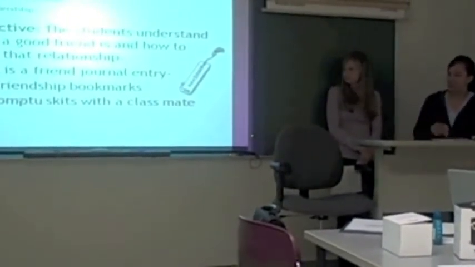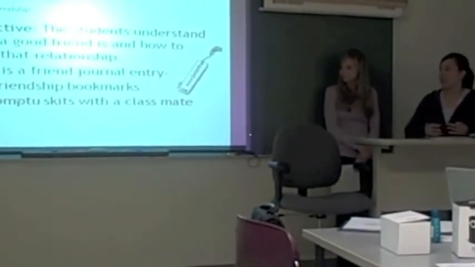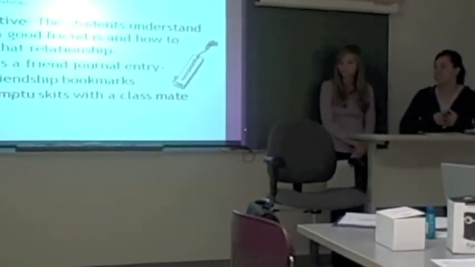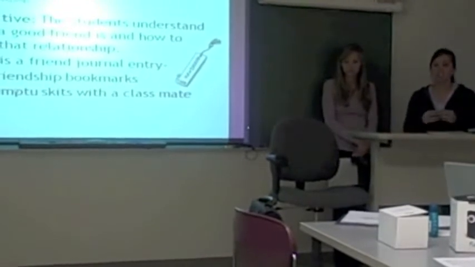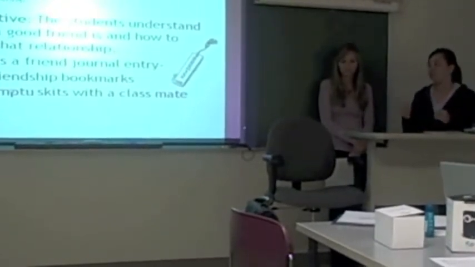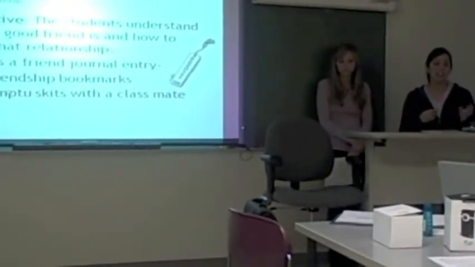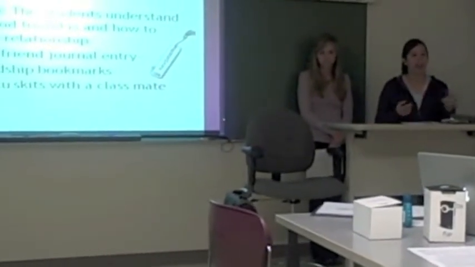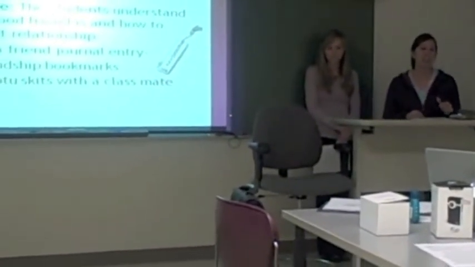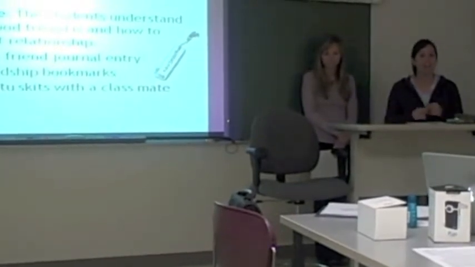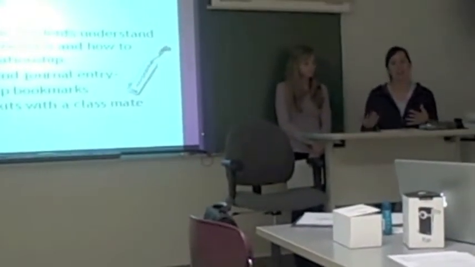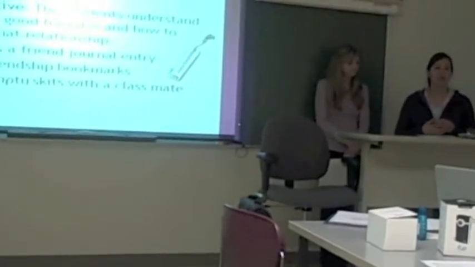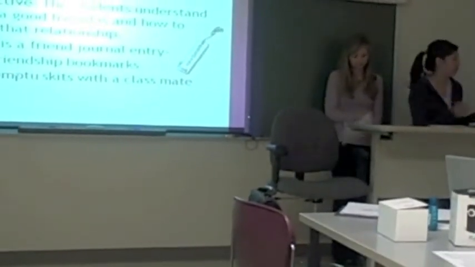And then the second part of the activity was impromptu skits with a classmate, and they were going to take what they said in their journal about what a good friend was, and they're going to put them all in a bucket, and then the teacher would have somebody come up to the front and draw 1 out, and then they would kind of act out the scenario and have the students guess what kind of attribute that was of a good friend.